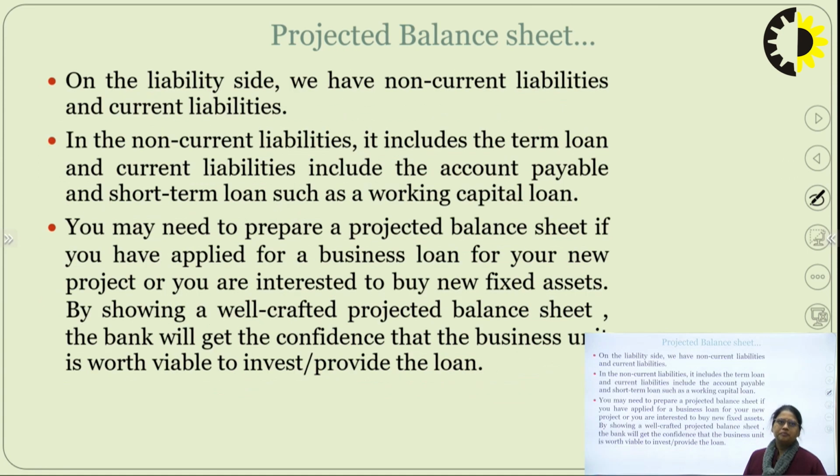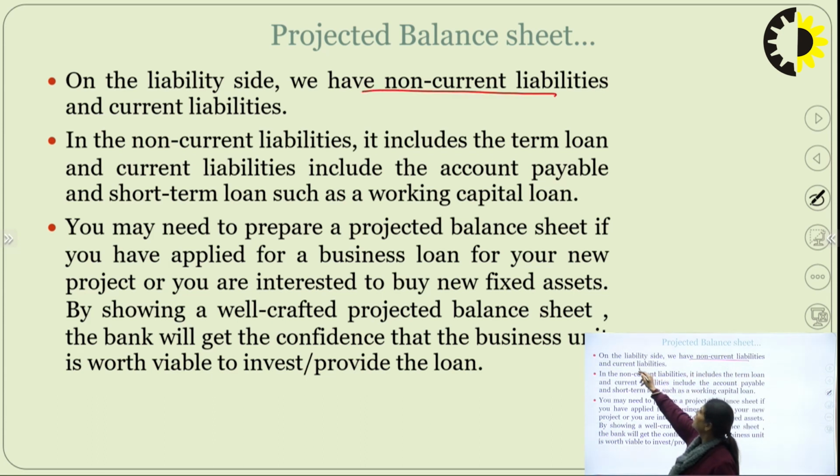So we have identified which things are current assets and which are long term assets. Similarly, we also have liabilities. We also calculate the liabilities in the balance sheet. The liabilities are also divided into two parts: one is the current liability and the other is the long term, or non current, liability.